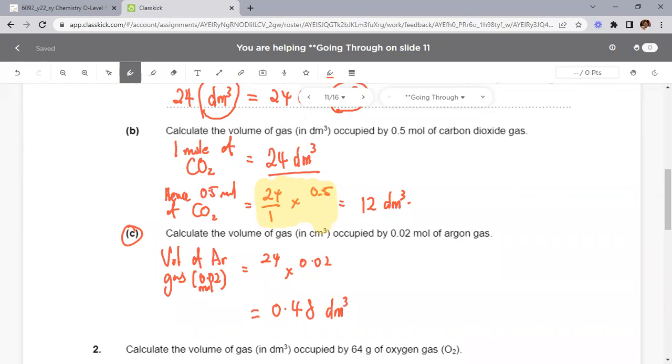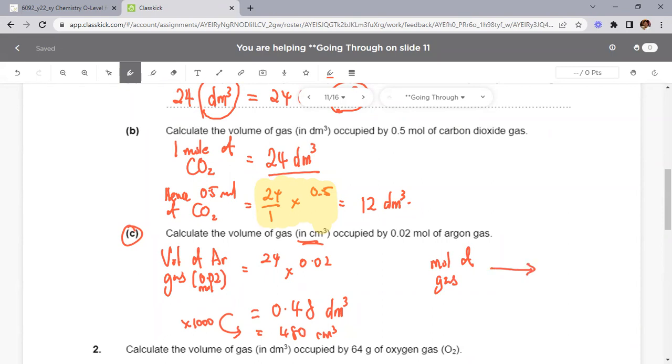Those of you who are thinking, if the question asks me in cm cube, what do I need to do? Actually, this will be 480 cm cube. How you get from here to here, you multiply by 1000. Okay. So based on part B and part C, you realize now I need to know one more conversion, which is mole of gas.